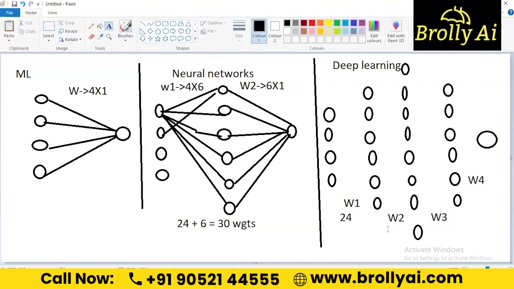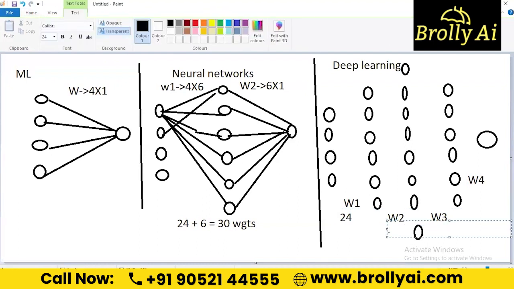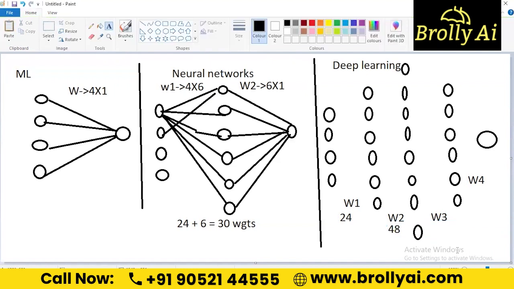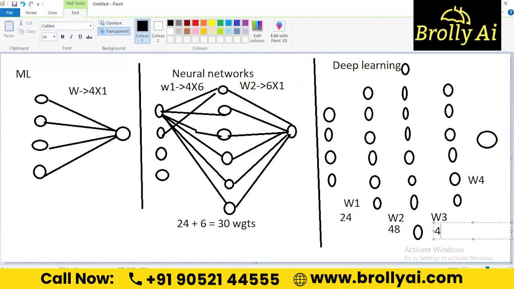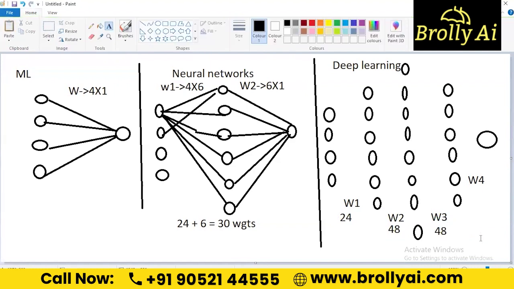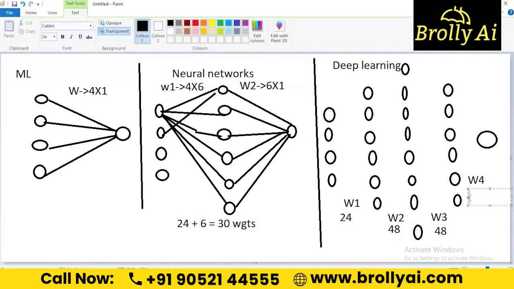Here, for the weight W2, how many weights? 6 into 8, 48. Between third and fourth, 48. 8 by 6, 48. Between 4 and 5, 6 by 1, 6. What is the total? 96 weights. So this is up to 96, 96 plus 30 means 126 weights.